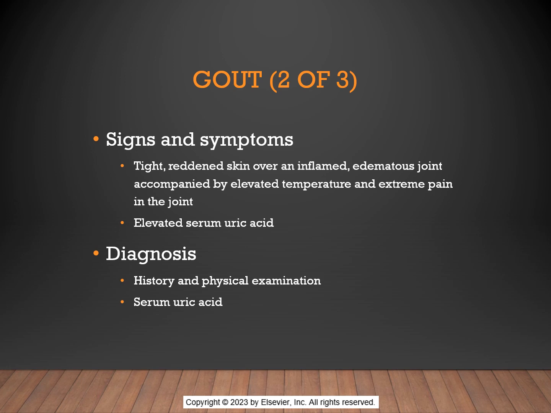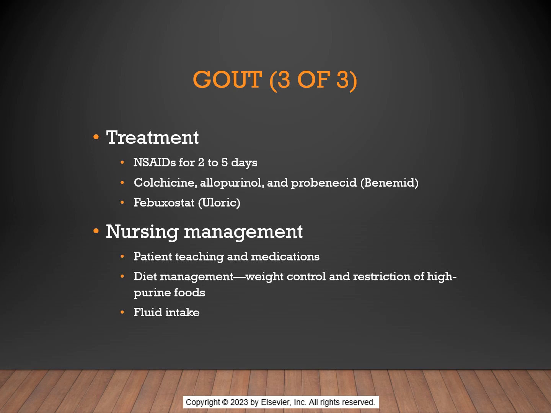Typical signs and symptoms are elevated serum uric acid and tight, reddened skin over an inflamed edematous joint, accompanied by elevated temperature and extreme pain in the joint. History and physical examination are usually sufficient to lead to a high suspicion of gout, but an arthrocentesis is needed to confirm this diagnosis. The aspirated fluid is examined for crystals, cultured, and then analyzed. Many patients with active gout have normal uric acid levels. Imaging studies are not helpful for diagnosis in the early stages of disease.